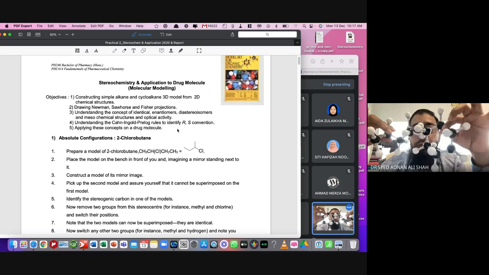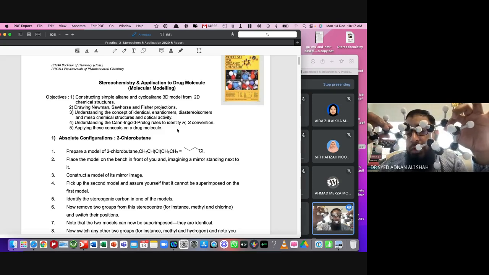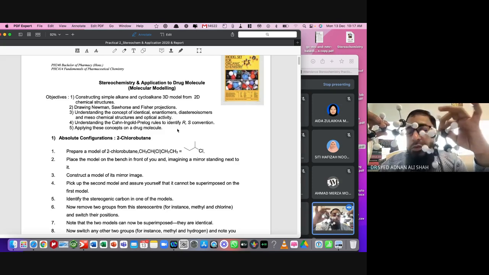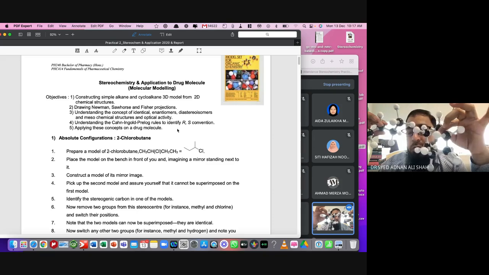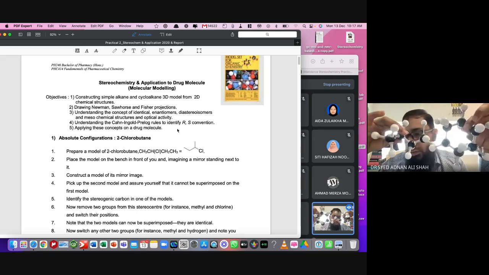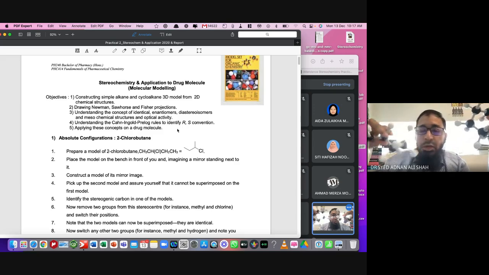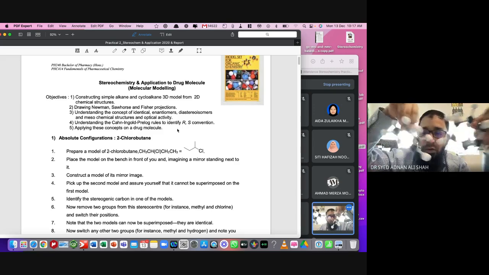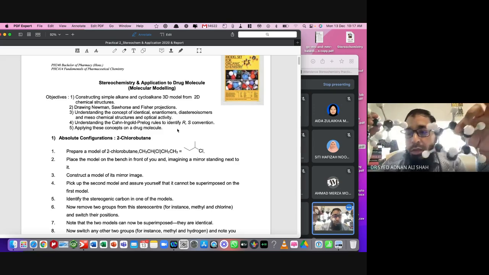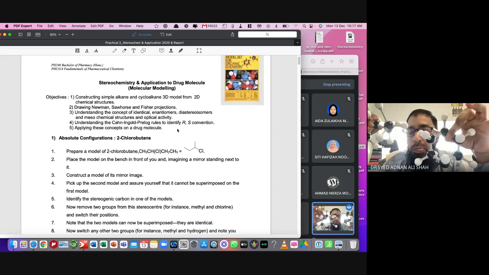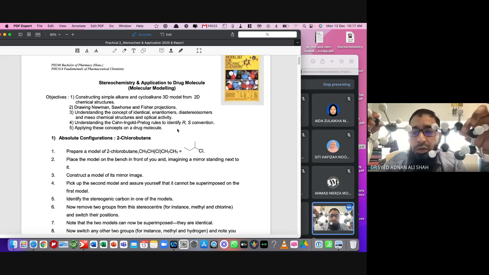From these models, it is very easy to understand the stereochemistry, right? Because stereochemistry is a spatial chemistry, the chemistry of the molecule in space. How the molecules look in space, the 3D model. If you draw this molecule on paper, that will be 2D.